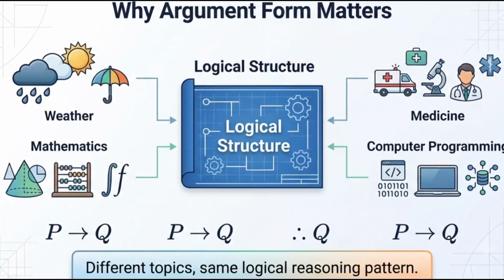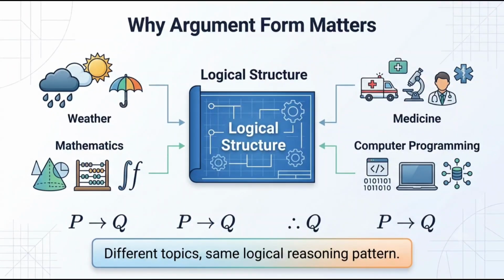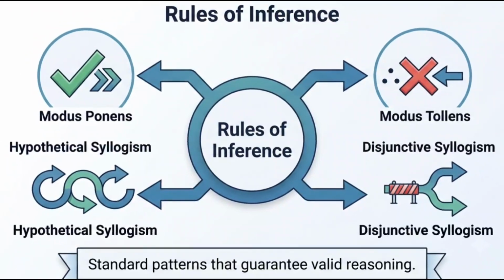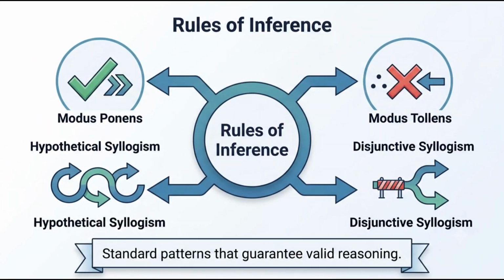Logic focuses on pattern rather than specific topics. If the argument form is valid, then any argument built using that form is also valid, regardless of the subject. Rules of inference are standard patterns of reasoning that help us reach correct conclusions. They provide a step-by-step method for proving arguments logically.